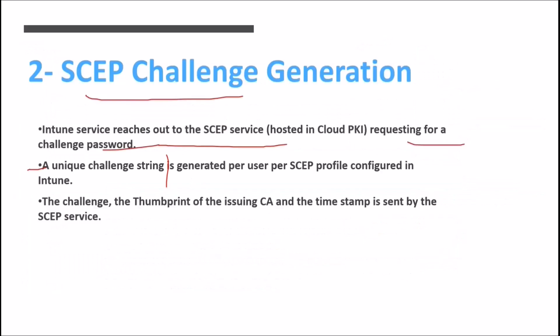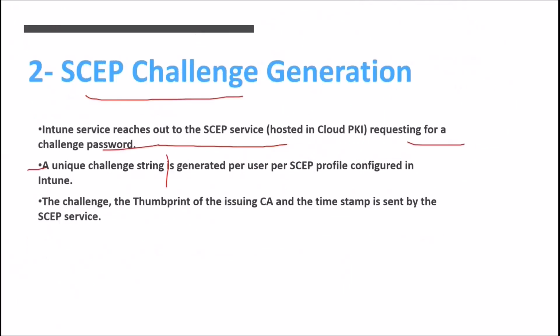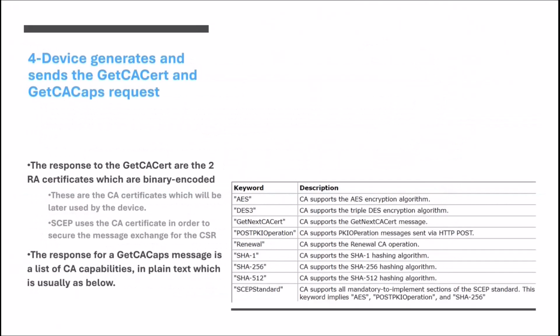So everything that is coming down to the device from the Intune service can be tracked by the OMADM logs over here. And in the OMADM logs, we can clearly see the challenge as well as the SCEP profile coming down, which contains the SCEP service URI. Okay, all right. Now let's see what's next.